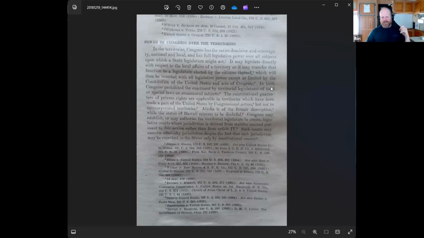In 1886, Congress prohibited the enactment by territorial legislatures of local special laws and enumerated subjects. We can just gloss over that. That is actually written in the Idaho State Constitution, that exact thing right there. Exactly. Almost word for word.